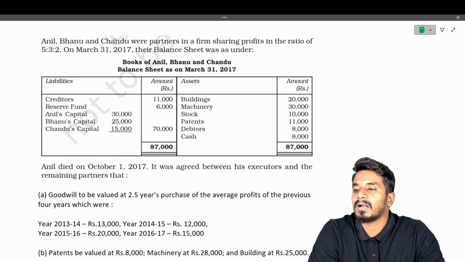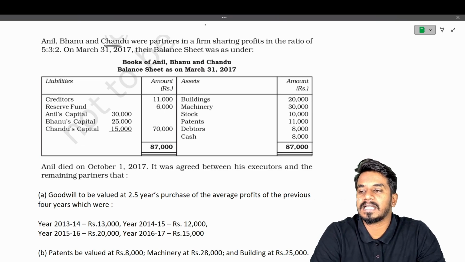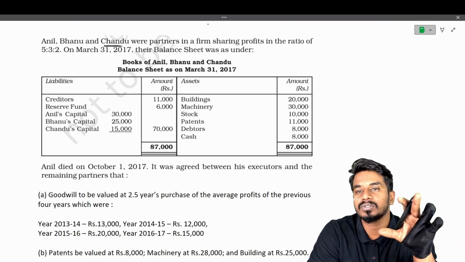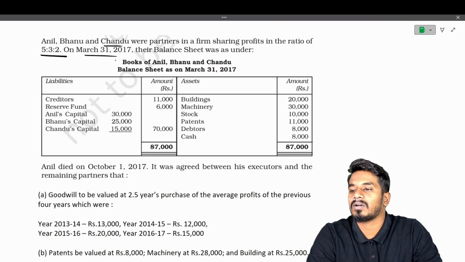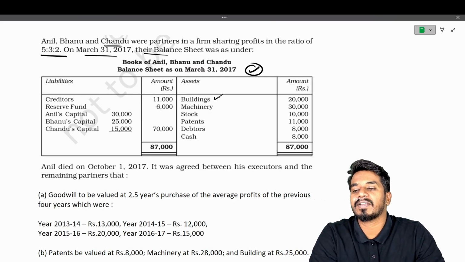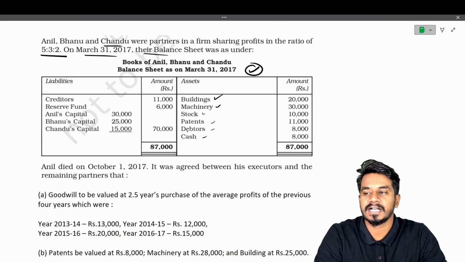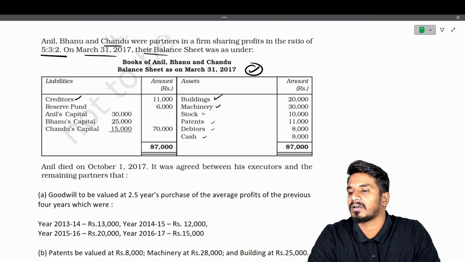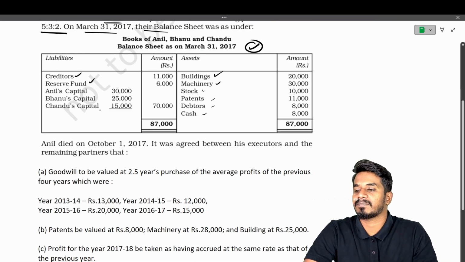Anil, Banu, and Chandu were partners in a firm sharing profits in the ratio of 5 is to 3 is to 2. So this is the old ratio, and on 31st March 2017 their balance sheet is given. They have given buildings, machinery, stock, patents, debtors, and cash. Then we have creditors, reserve fund, and capital on the liability side. So what are the adjustments given below?